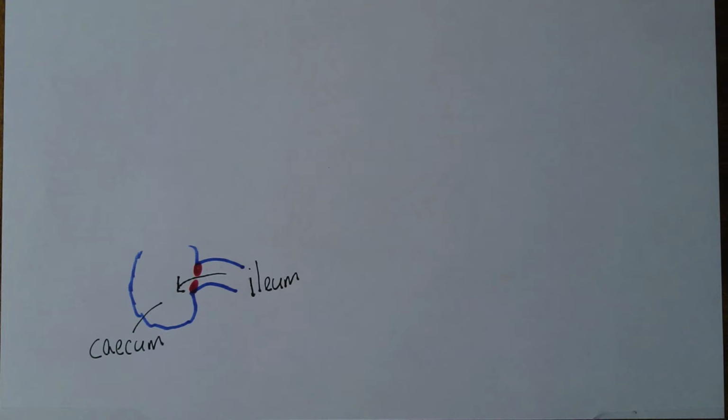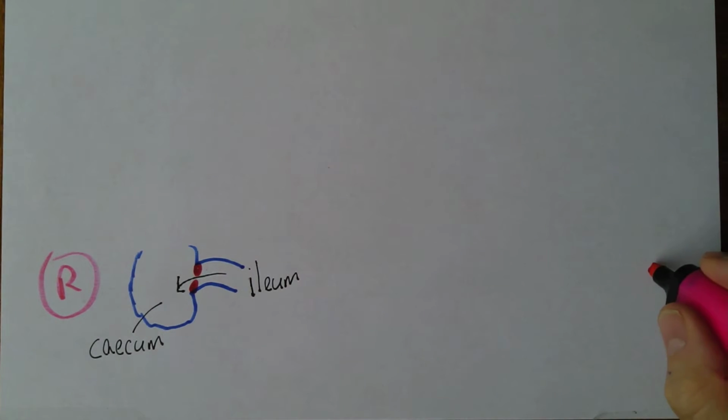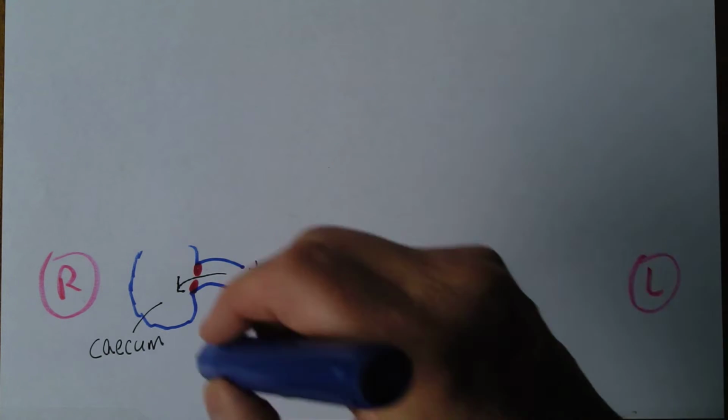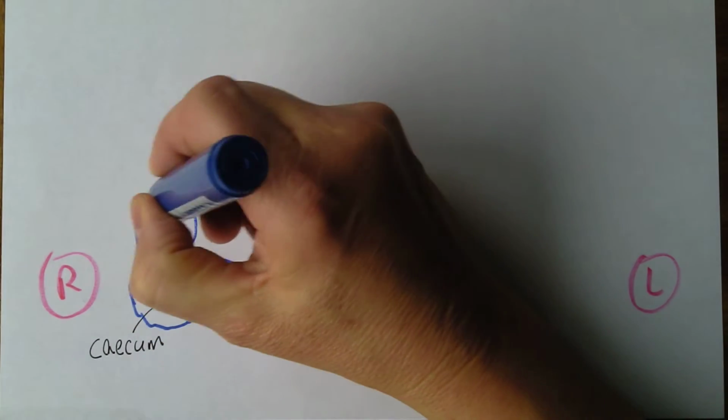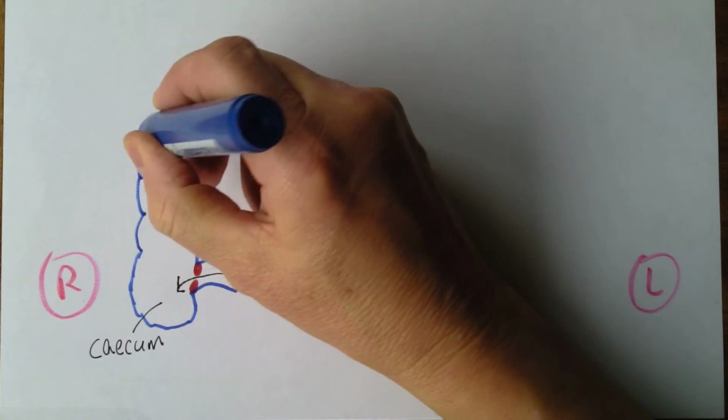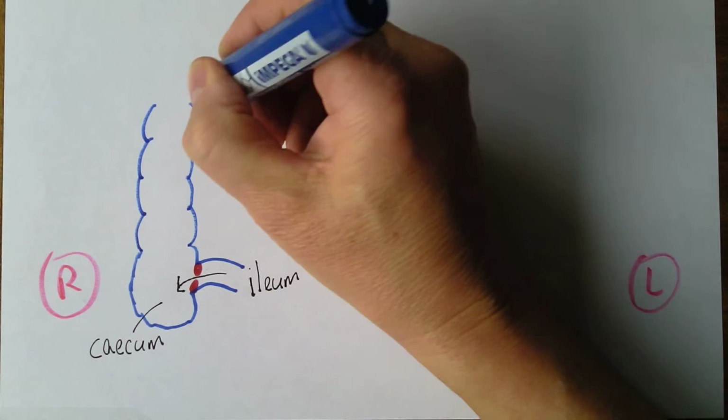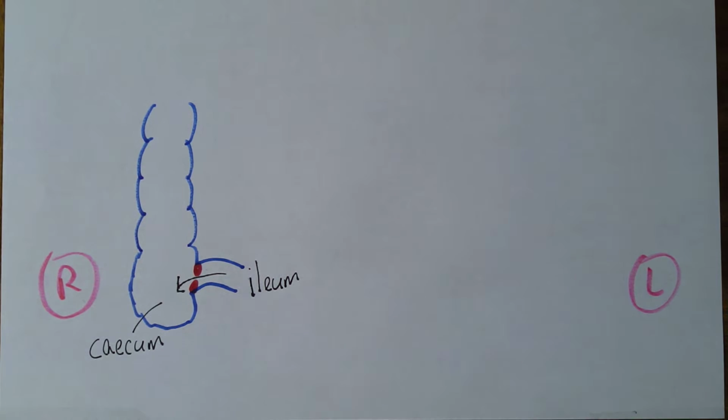Now it's important to remember which way round we are. So this here is the right side, and the left is over here. So material goes into the cecum on the right, and then this goes up the way in a series of folds like this. So the colon is arranged in these series of folds, and these folds are called haustra. One will be a haustrum.